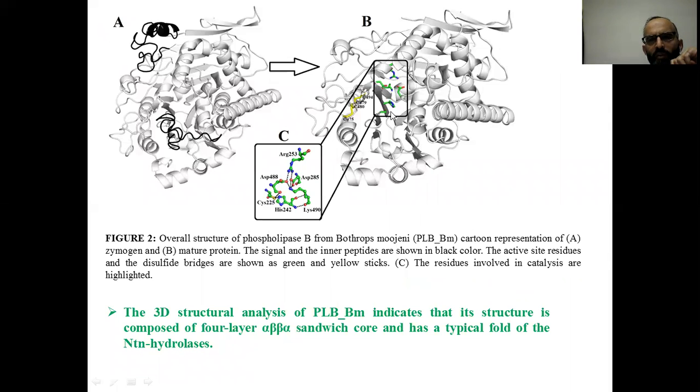Then we come to the structure of this protein. The three-dimensional structure of this enzyme has a four-layer alpha beta beta alpha sandwich core, and it has a typical fold of the NTN hydrolases. NTN means N-terminal nucleophile hydrolases.